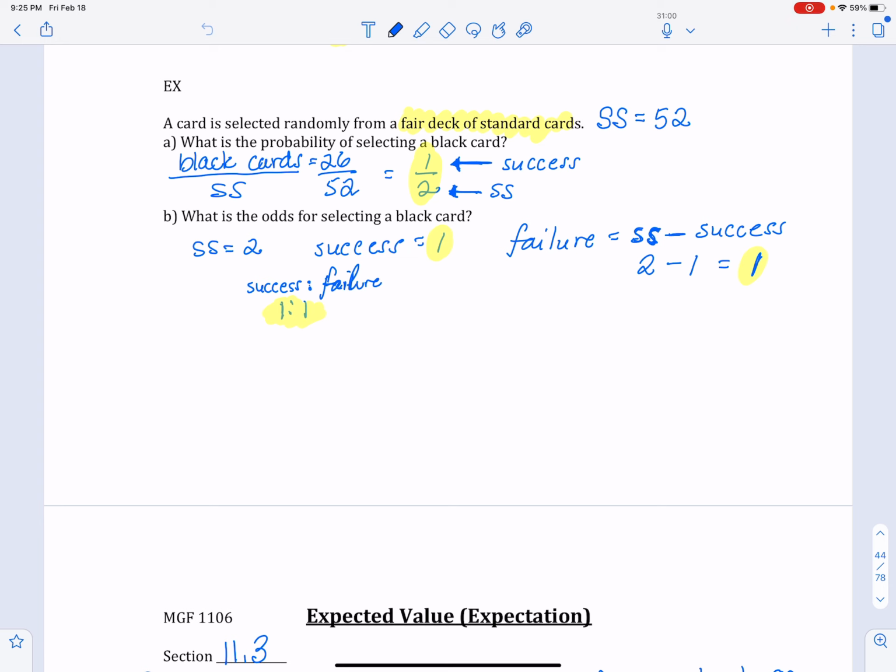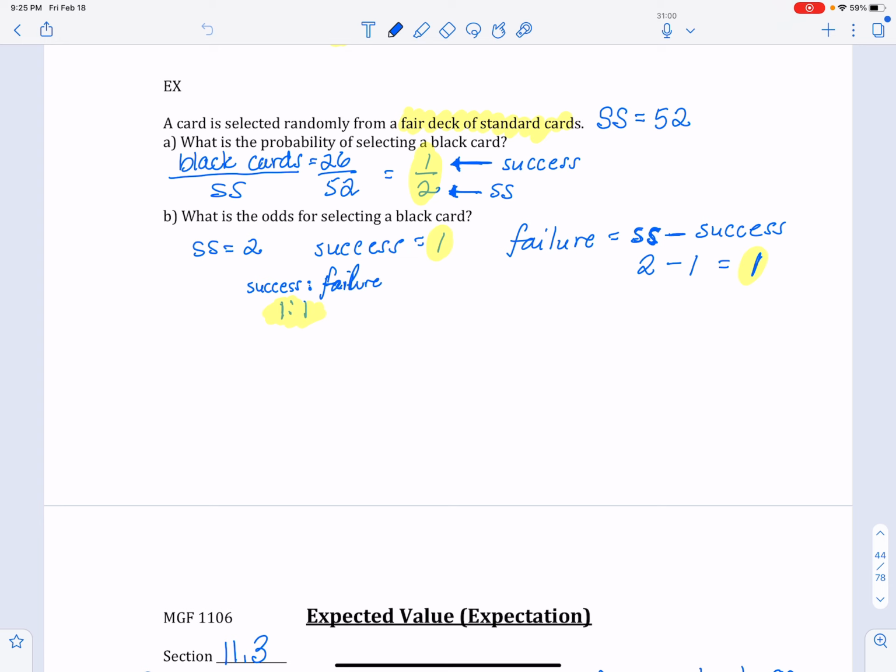Or if you look at it, half the deck is black. So success over the sample space. So if we reduce 26 over 52, we get 1/2. So remember, this is a probability of selecting a black card. So that's a success. So the success is 1. The sample space is 2.